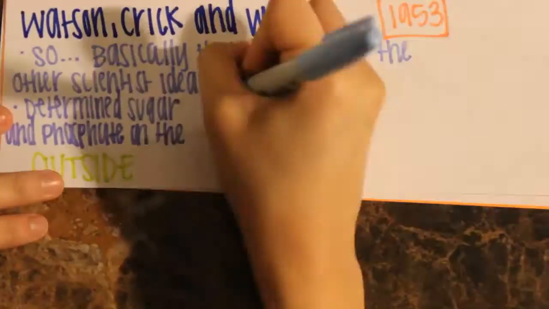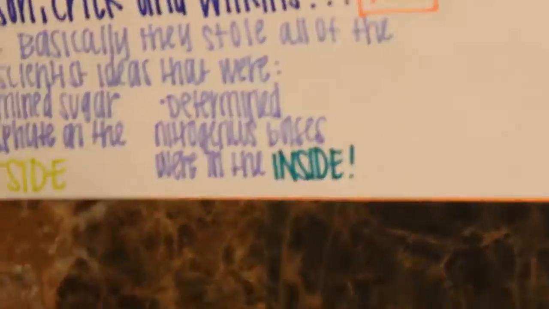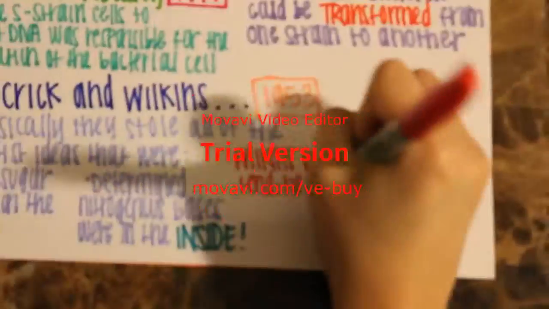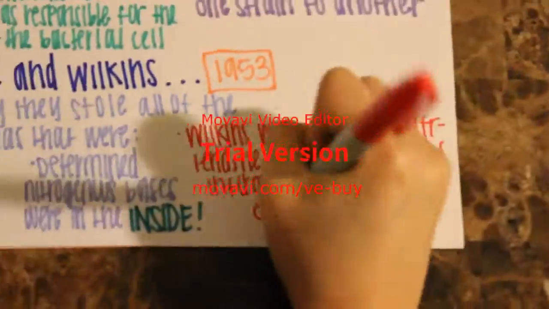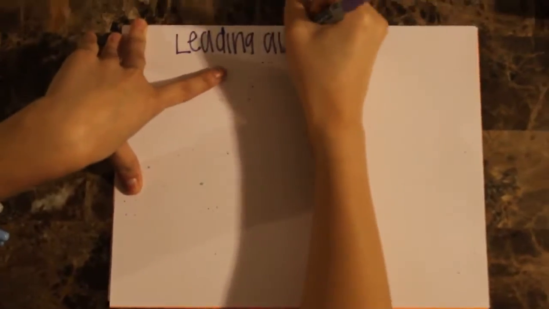The Hershey and Chase experiment was a series of experiments conducted to prove that DNA is the genetic material, and that is in 1952. In 1944, Avery, McLeod, and McCarty found that the S strain cells showed that DNA was responsible for the transformation of the bacterial cell.